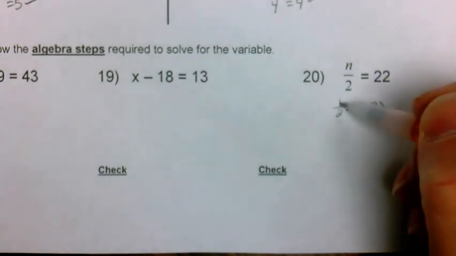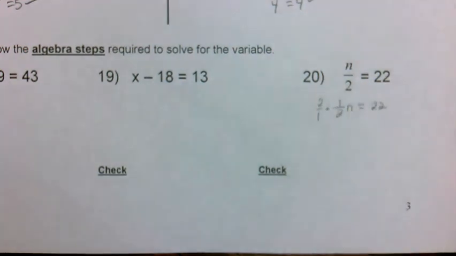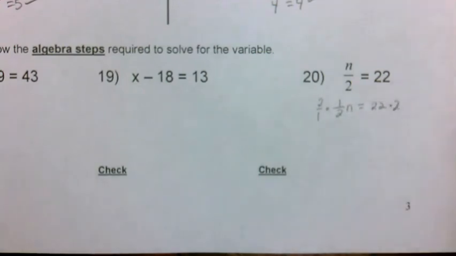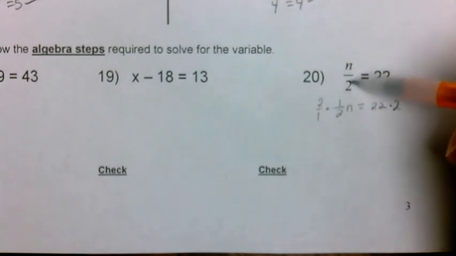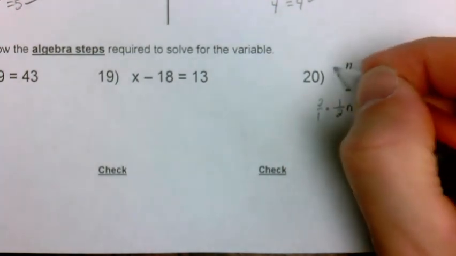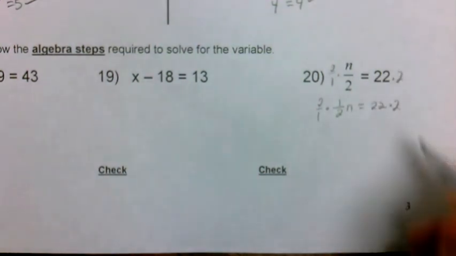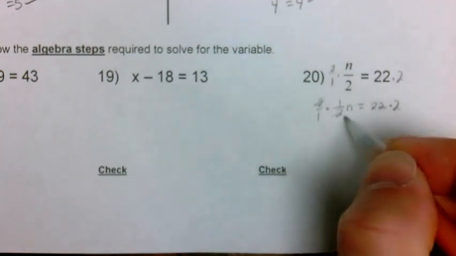The reciprocal of 1/2 is 2, which is 2 over 1. If I multiply the left side by 2, I'm going to multiply the right side by 2 as well. And that's the same thing that we would do here. N was being divided by 2, so I would multiply by 2 on each side. Okay, so on the left here, I can actually simplify with my 2's. 2 goes into itself once.